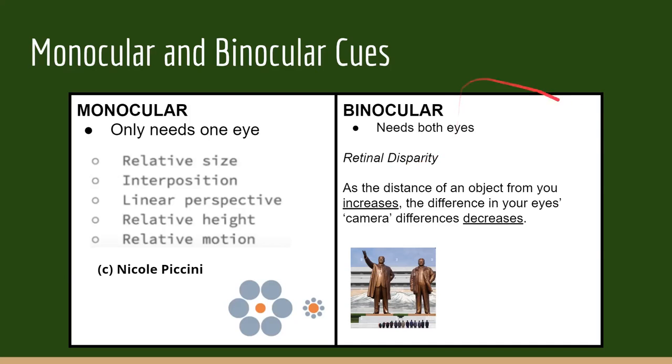So for example, see these two statues. If you were close to them and you did that thing where you close one eye and open the other, then they would move. But when you go all the way back, if you went a lot further back, then it wouldn't change as much. That's retinal disparity.